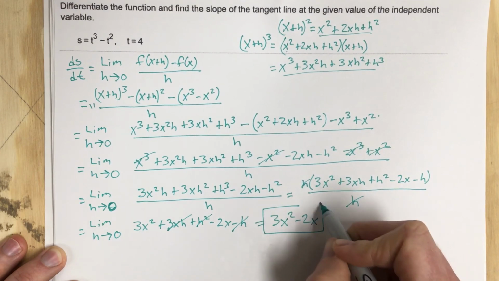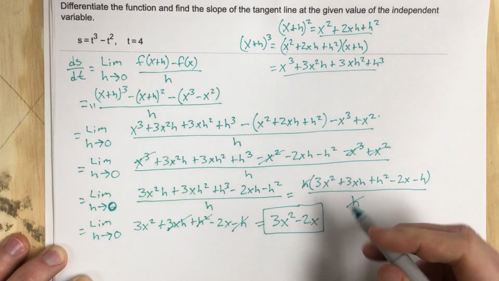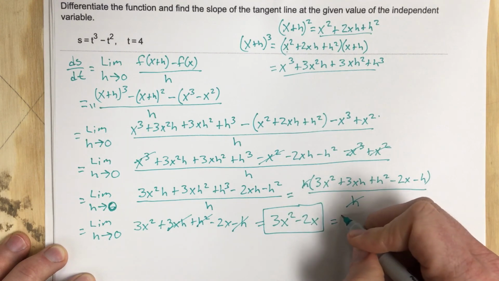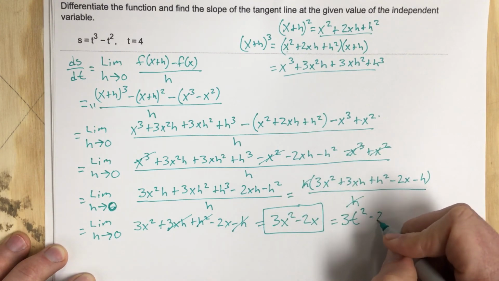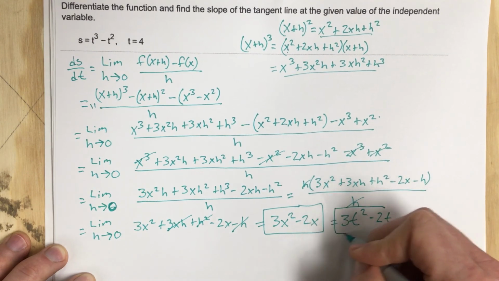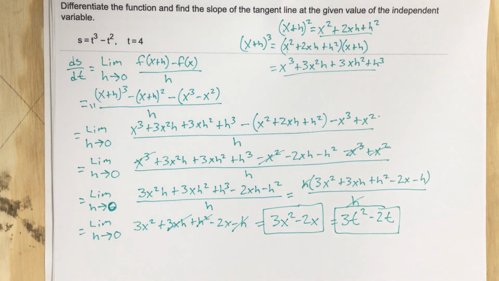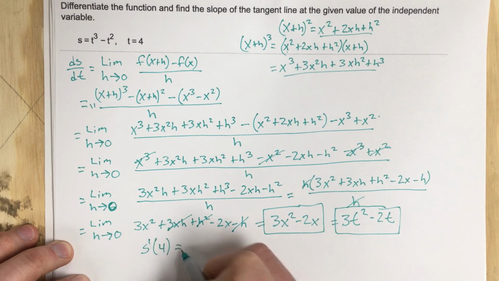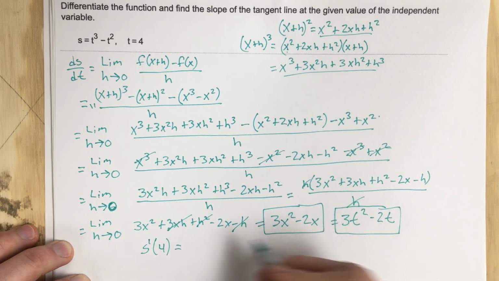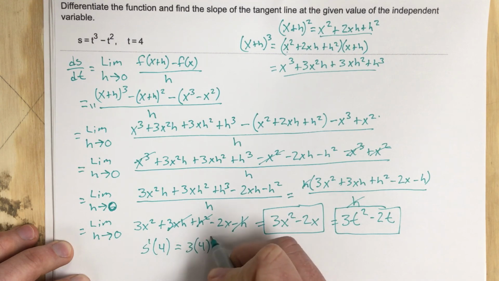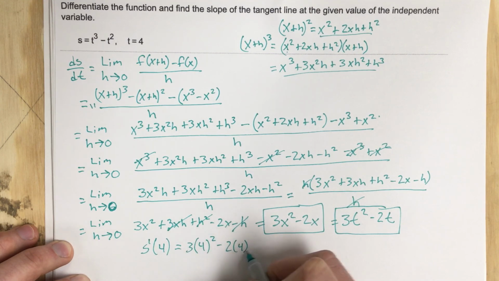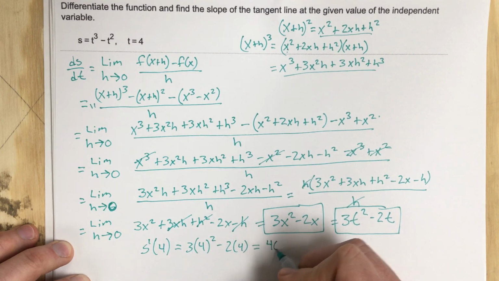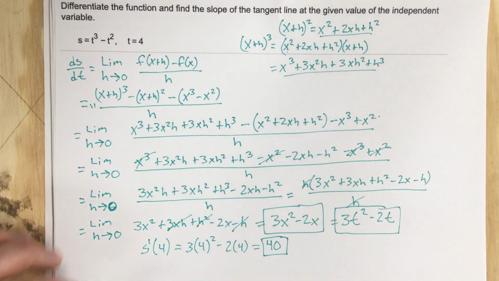This is the derivative for s. Now we probably need to replace this variable with t, so it's 3t squared minus 2t. That's the derivative once we replace the variable. Now we want to find s prime of 4. Remember, this is the derivative, so we plug 4 into this, and we get 3 times 4 squared, minus 2 times 4. 16 times 3 is 48, minus 8 is 40. So the slope there is 40.